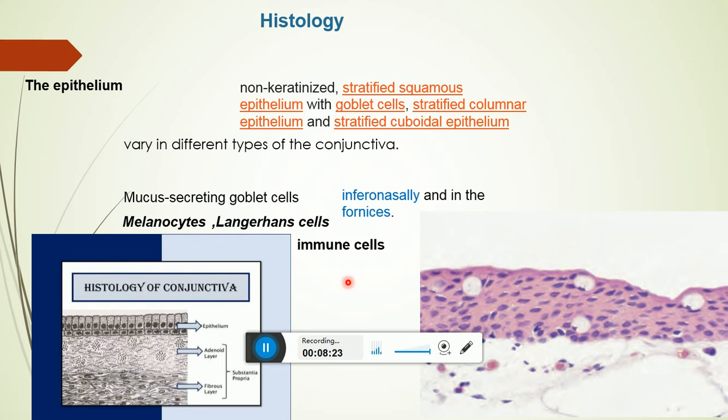Langerhans cells are actually dendritic cells, immune cells that form part of the immune system. Their main function is to process antigen material and present it to the surface of other cells.